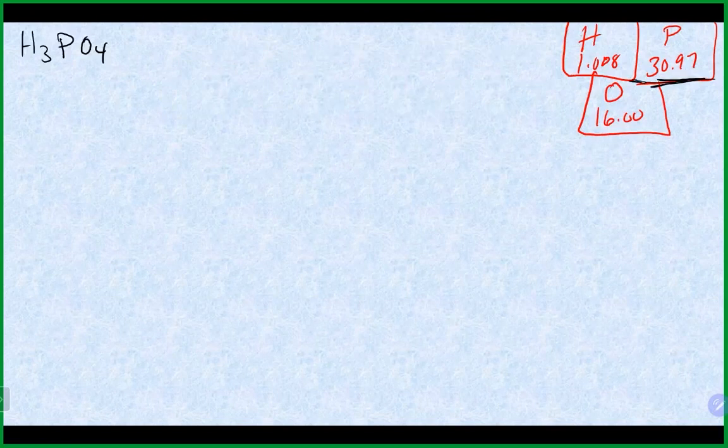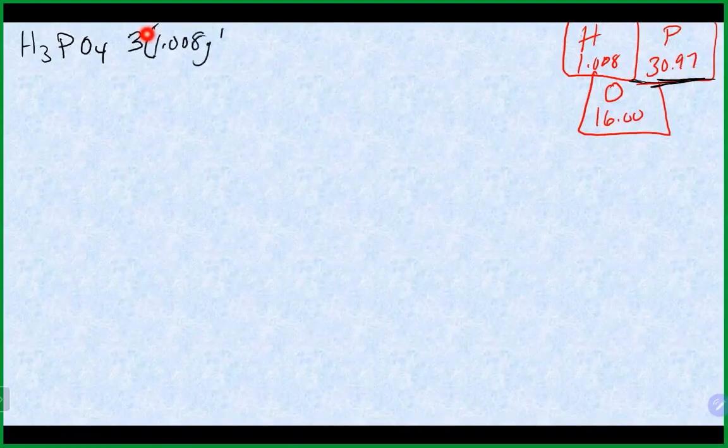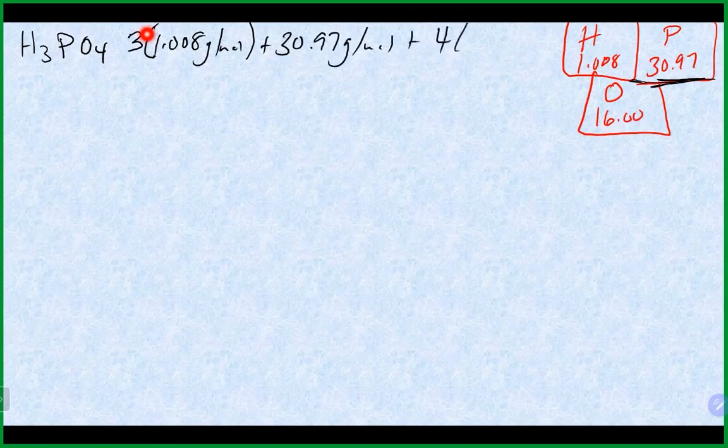Okay, let's take a look. Just like we talked about last time, in order to calculate the percent composition of each of the elements, you have to start with the molar mass of the entire compound. Again, that comes from the periodic table. So that's going to be 3 times 1.008 for the hydrogen, plus 30.97 for the phosphorus, plus 4 times 16 for the oxygen. That gives us a molar mass of the entire thing of 97.99 grams per mole.